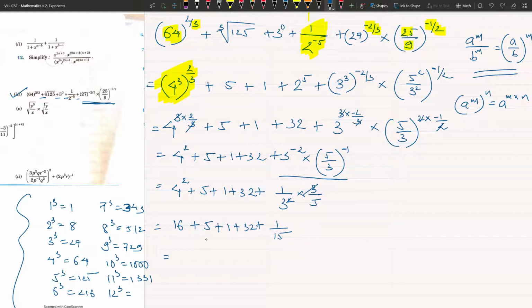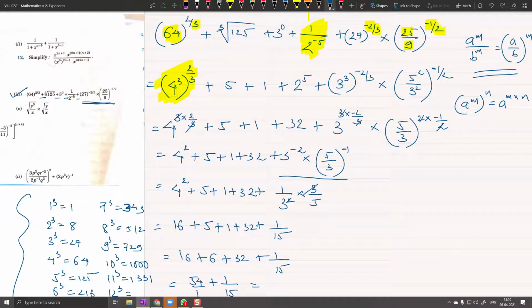Now I can add everything. 16 plus 6 plus 32 plus 1/15. So we just will add 16 plus 6, 22. 22 plus 32 is 54. 54 plus 1/15. You can take LCM and simplify and write your answer.